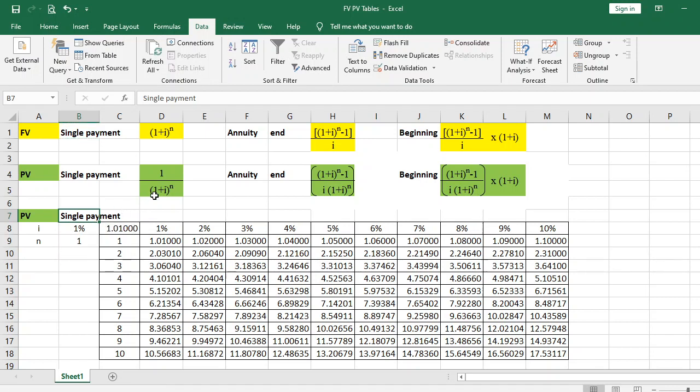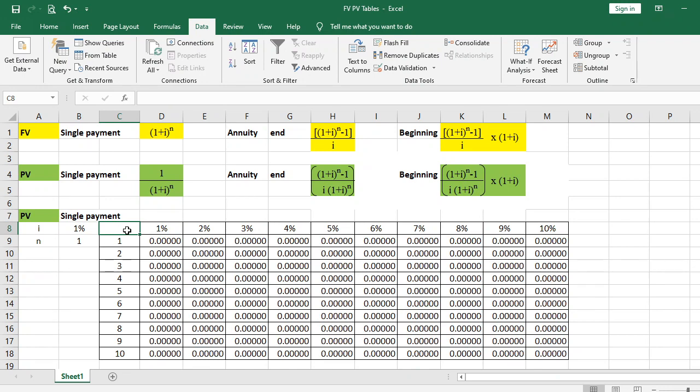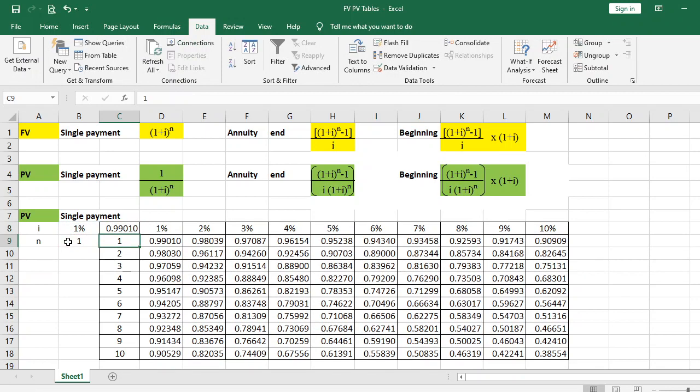Now what is the formula for that? 1 divided by 1 plus I whole to the power n. Let me clear this first. So is equal to 1 divided by 1 plus I is this, whole to the power n. N is this. Enter. We have got the table.